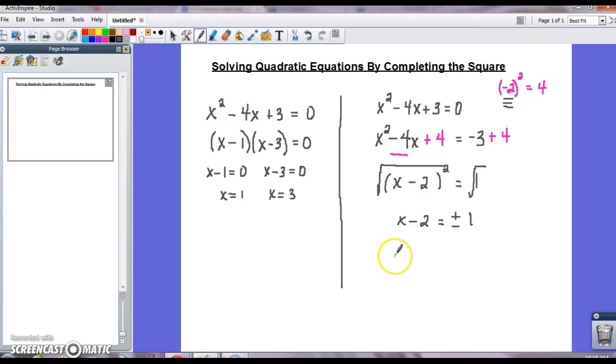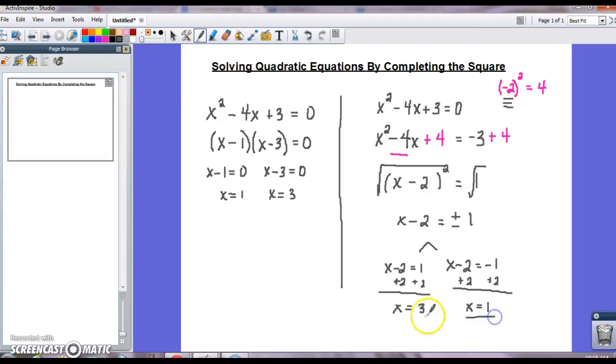Okay, so now I have two situations. I have x minus 2 is either 1 or x minus 2 is negative 1. And so I'm going to solve both of those. So if I add 2 to both sides here, I end up with x is equal to 3. And if I add 2 to both sides here, I end up with x is equal to 1. So you'll see I got the zeros and I ended up getting the same exact answers as I had over here when I factored it.